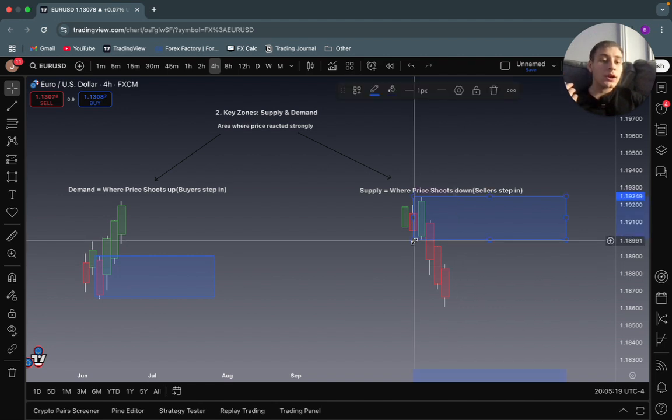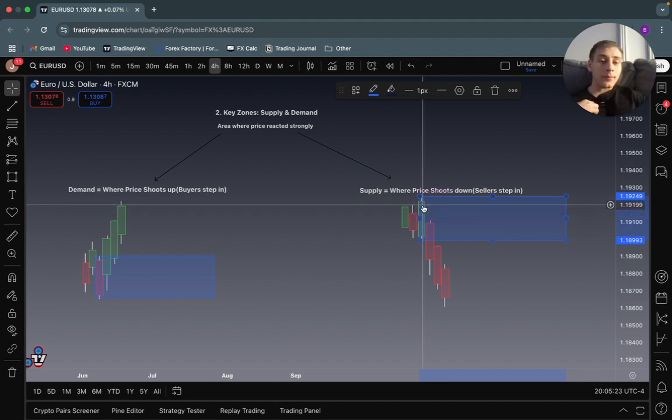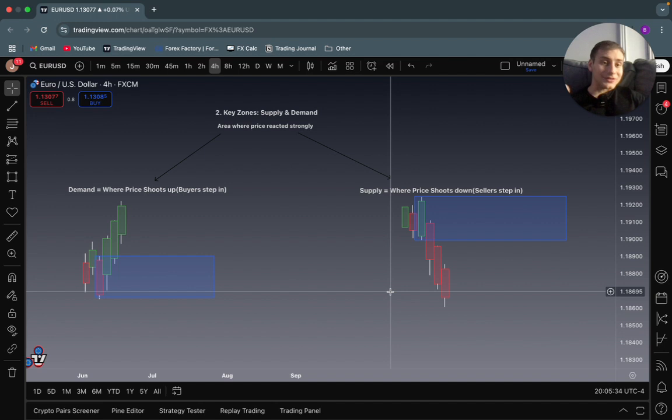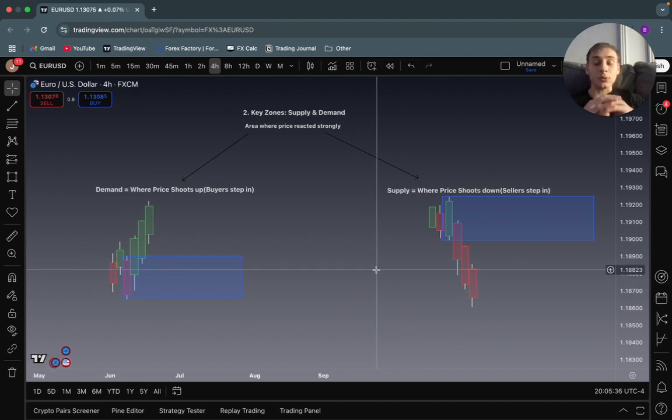And so then what are we going to mark out? We are going to mark out that last opposite candle before the strong reaction, right? In this case, you can see it's the last up candle before the series of down candles. Okay, that's in the simplest way what supply and demand is. Pretty much just the areas in the market where price is reacting strongly and where either the buyers are stepping in or the sellers are stepping in.